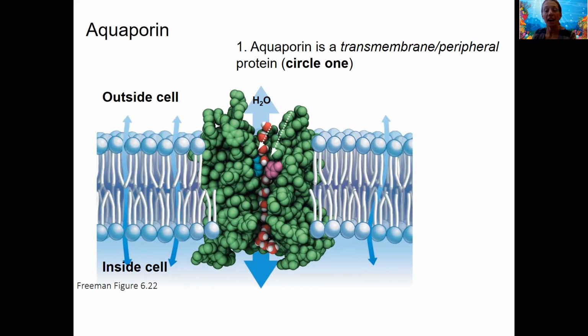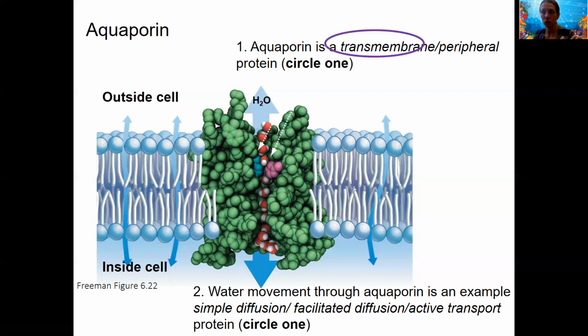And a reminder here, aquaporin is a what kind of protein? Transmembrane. Just told you this, but you should know it. Water movement through aquaporin is an example of facilitated diffusion. Again, water can also use simple diffusion, but in this case, it's using facilitated.